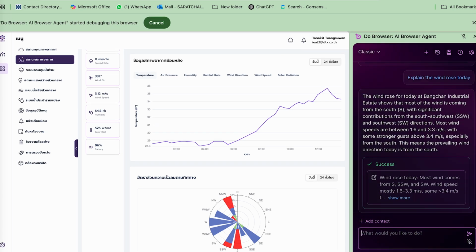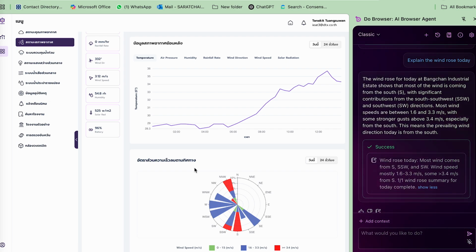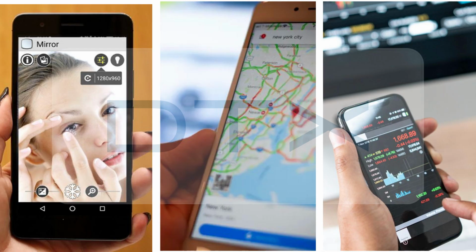It explained that, okay, today most of the wind comes from the southwest, with a speed of 1.6 to 3.3 meters per second. So I just hope that this would be useful when it comes to your smart city, where you have a lot of parameters and your operators and staff don't have a wide range of knowledge. So maybe AI could be a very good companion to help them operate the city.